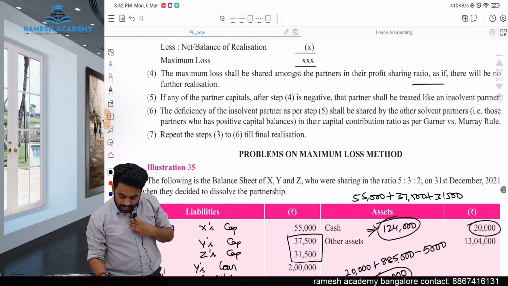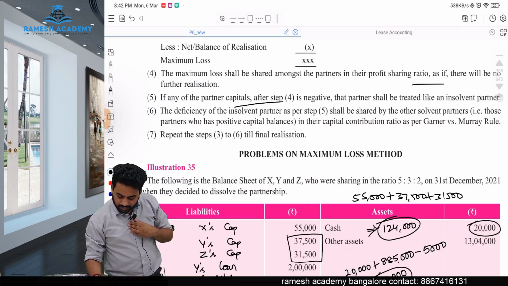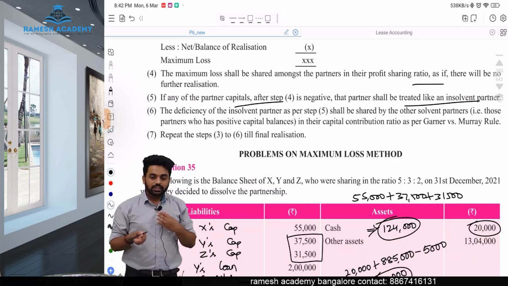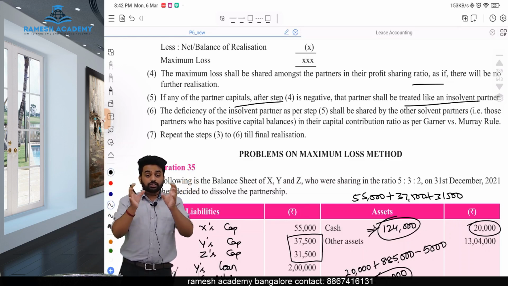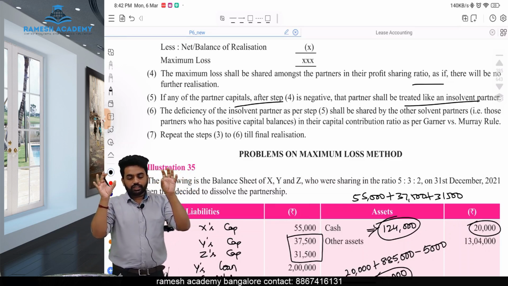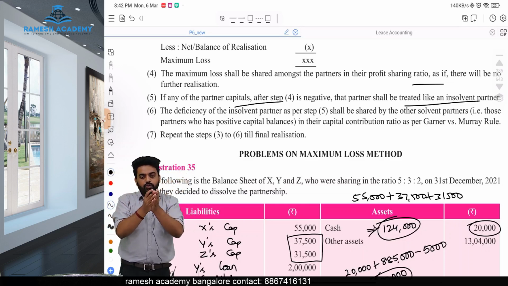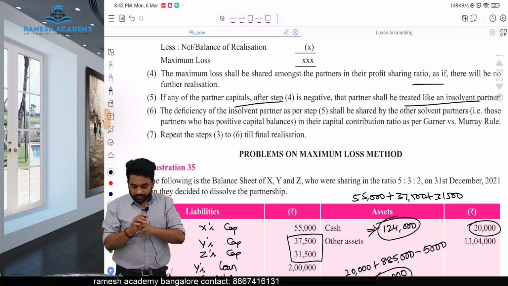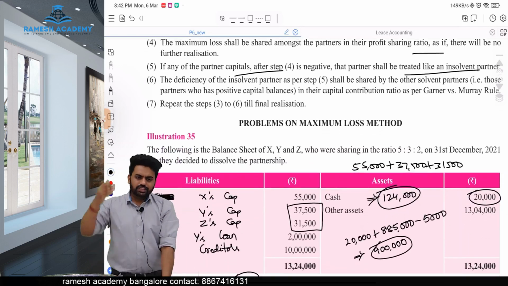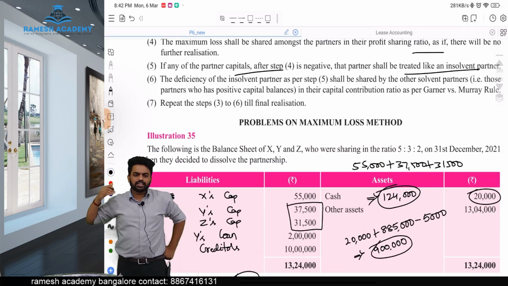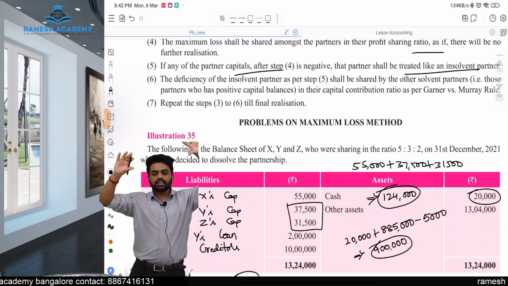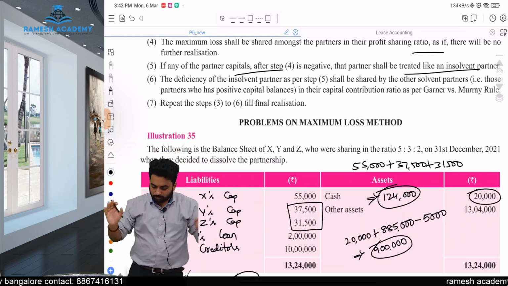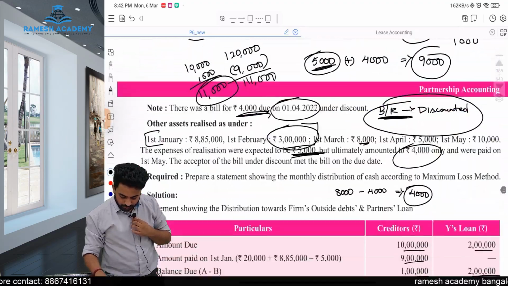If any partner's capital after step 4 is negative, that partner shall be treated like an insolvent partner. That is, we apply Garner versus Murray, and it is going to be borne by the solvent partners in their capital ratio. This is repeated until the final step of realization, until the last payment is received. At the end of the day, we will find out the actual maximum loss.